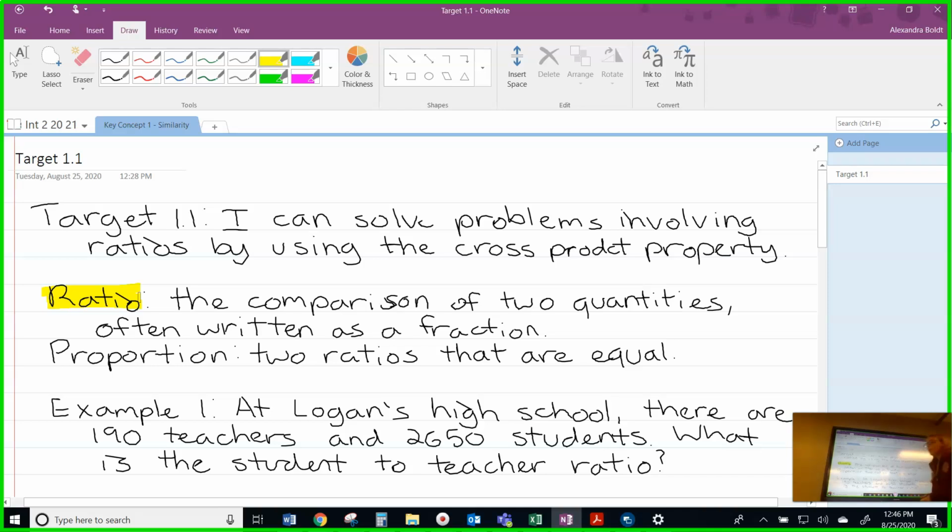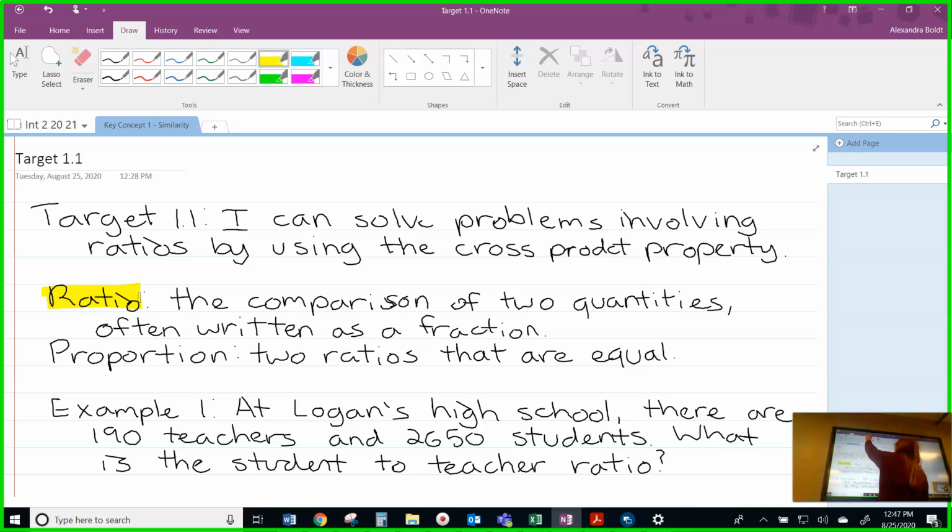A ratio is just a comparison of two quantities. So we use it to compare numbers. Miles per hour is a ratio. I'm comparing the number of miles I'm driving to the time. And so we'll often write it as a fraction. So 60 miles per hour is 60 miles divided by 1 hour.